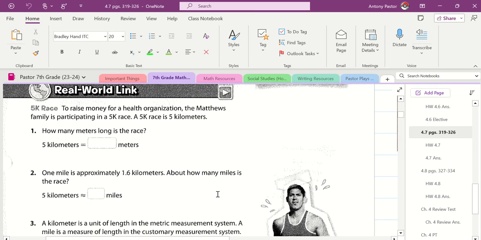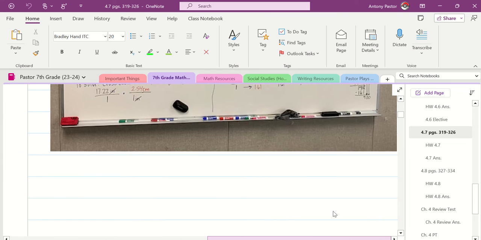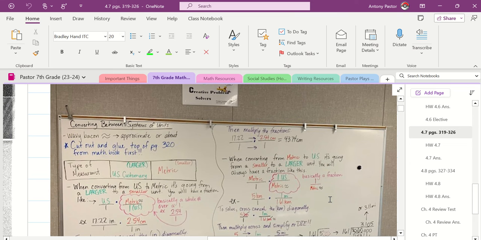Now, converting between systems is the same thing as saying changing our measurements to other measurements. So, for example, instead of saying how tall you are in feet, we would convert feet to inches. If we're traveling a certain number of feet, we may turn them into yards or miles, depending on how long we're traveling. So let's look at our notes.